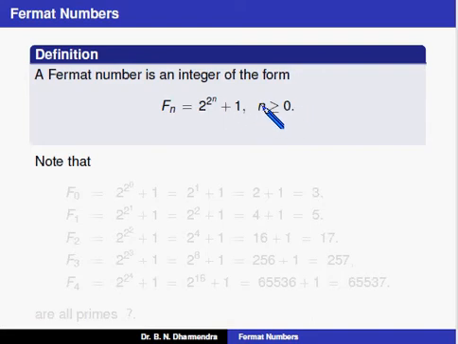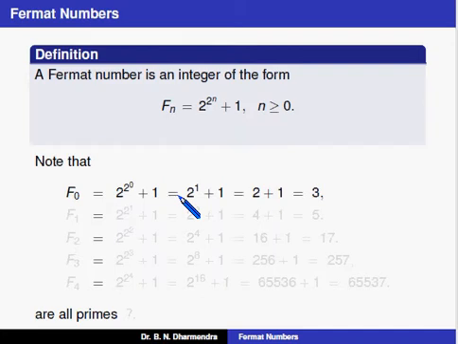So we can observe the terms. When I take the first value, n is equal to 0, that is F0 is equal to, substituting the value, 2 to the power of 2 to the power of 0 plus 1. We know that anything to the power of 0 is 1, so that is 2 to the power of 1 plus 1, that is equal to 2 plus 1, that is 3. F0 is equal to 3.